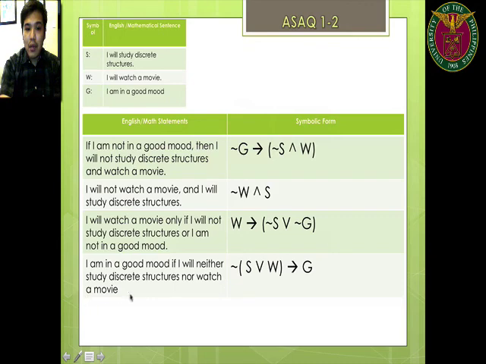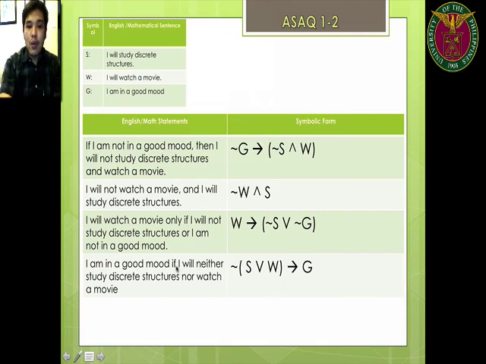So we have to evaluate the premise first, which is I will neither study discrete structures nor watch a movie. Do you remember how we evaluate neither nor? We first use a disjunction and connect S, which is study discrete structures, and W, which is watch a movie. So it should be S or W. Now that it's neither nor, then we negate the whole statement or the whole disjunction. So it's not, parenthesis, S or W, parenthesis.